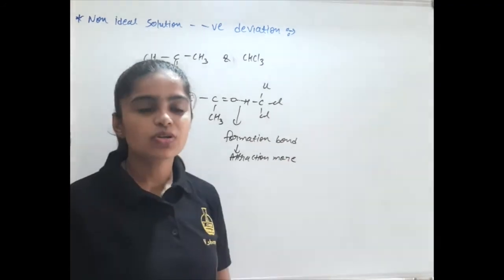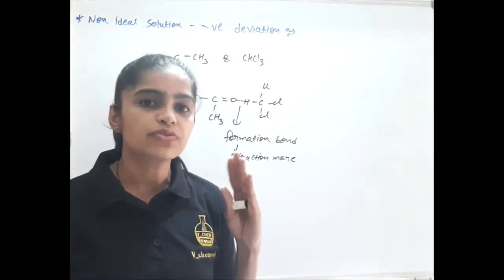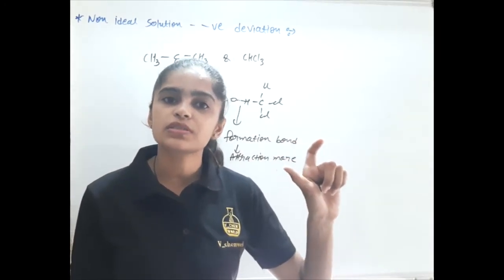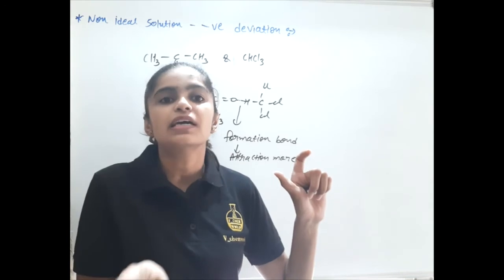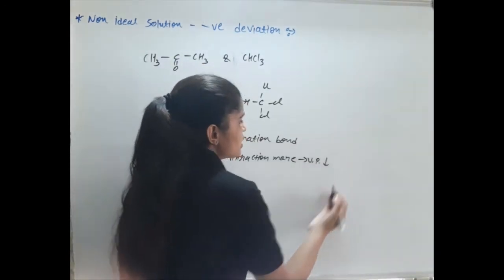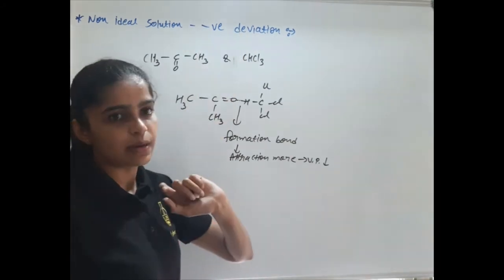Where attraction is more, it's not easily converted into its vapor form. So the vapor amount decreases, which obviously decreases the vapor pressure. So the vapor pressure decreases, and this is the negative deviation example.